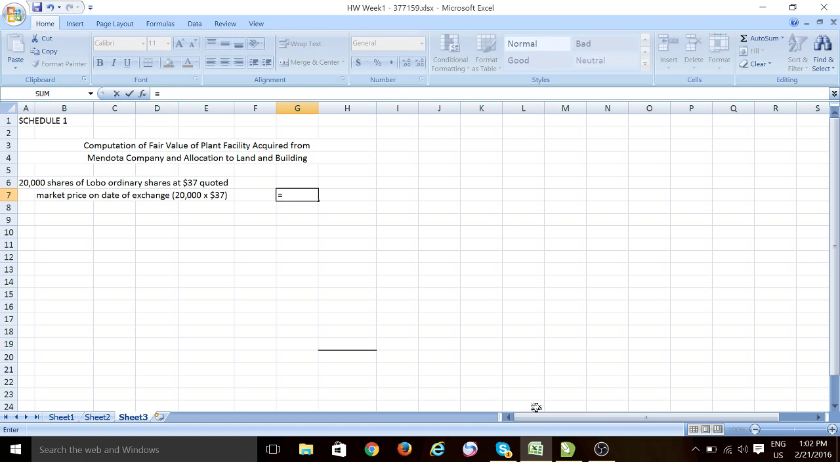So we need to find the total cost of this land and building, which is 20,000 times 37, which is $740,000. Now we are going to find out how much of the cost goes to land, and how much of the cost goes to the building.